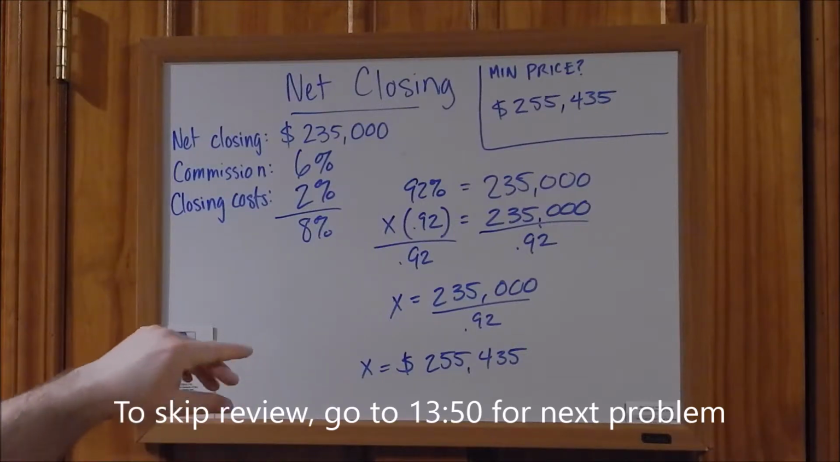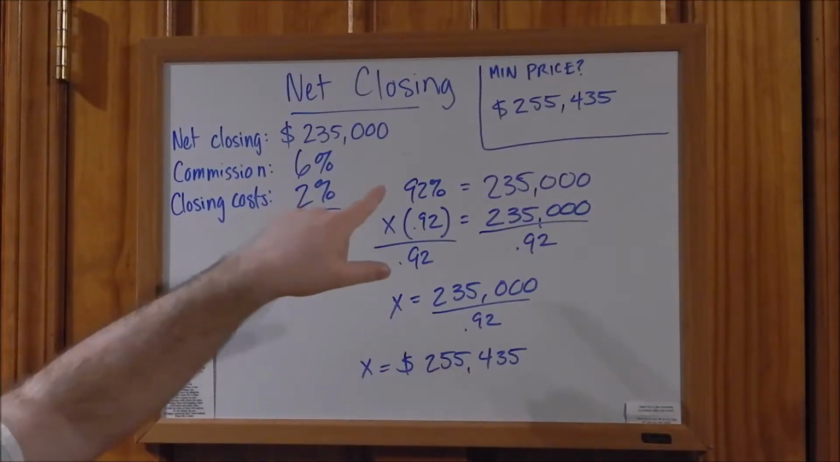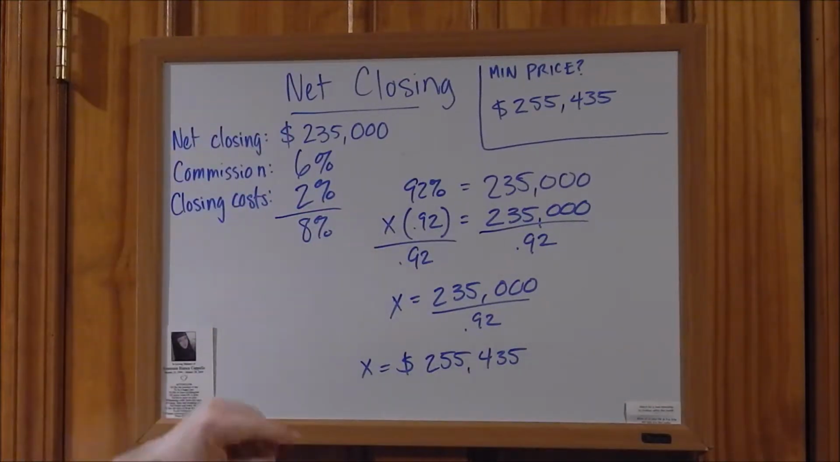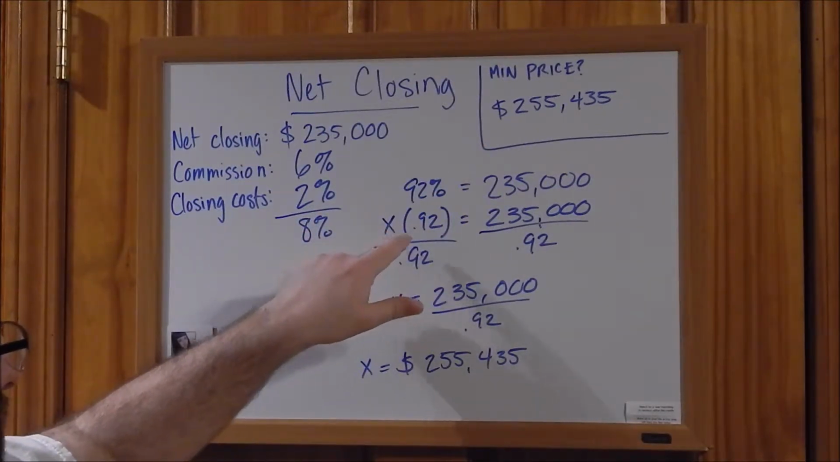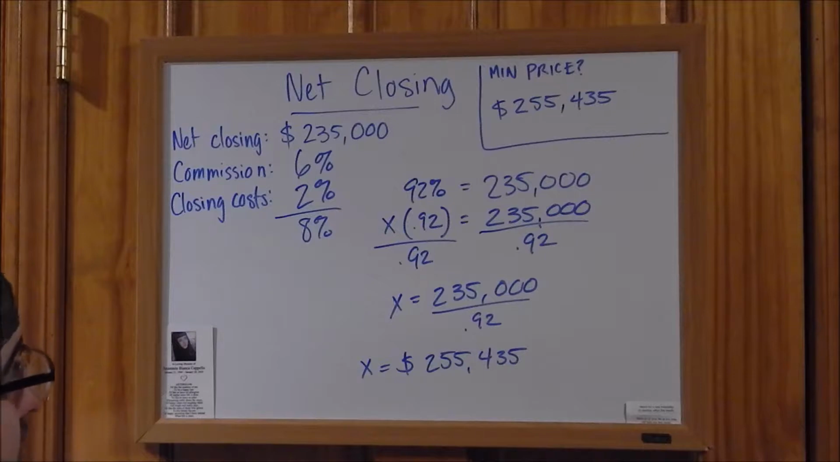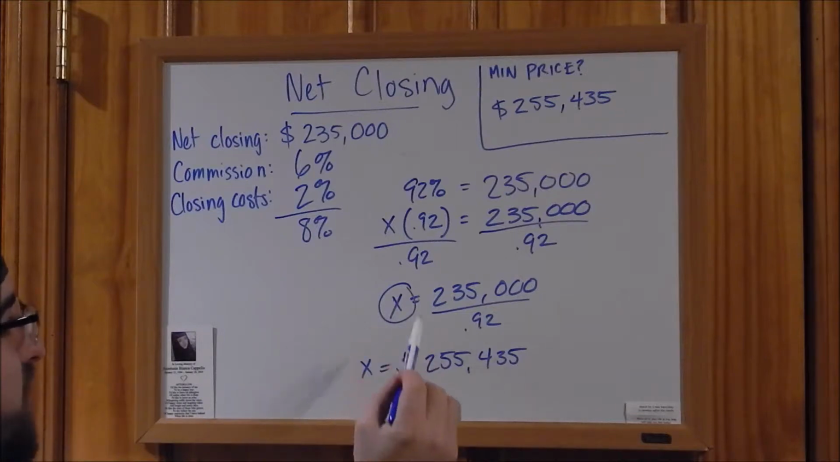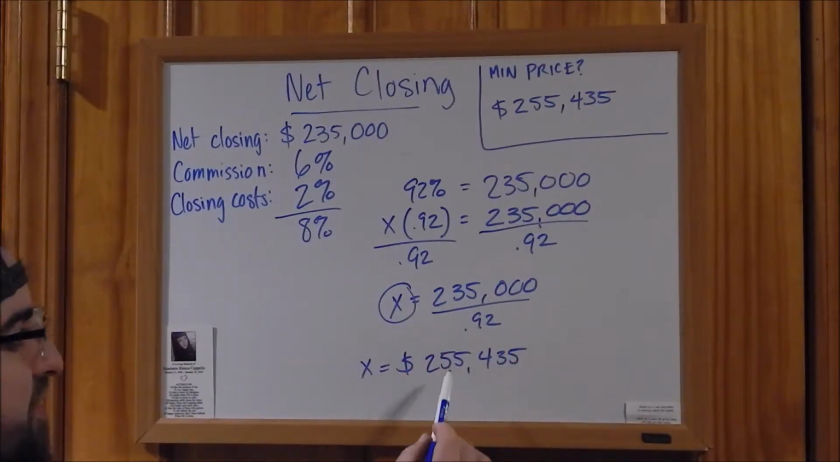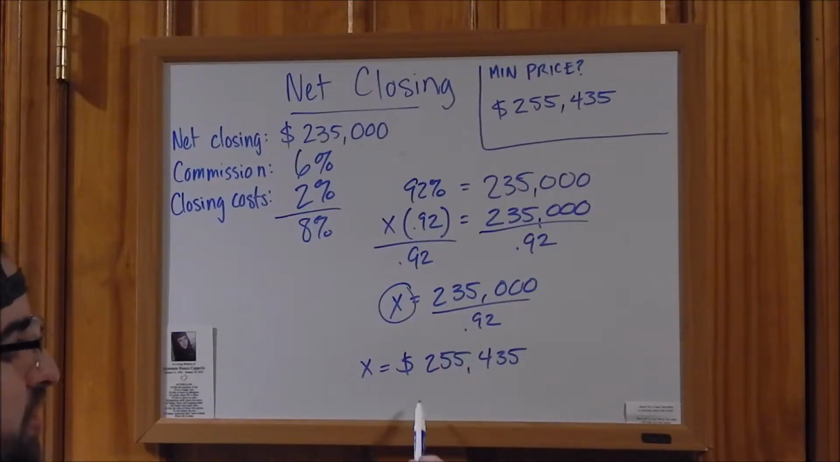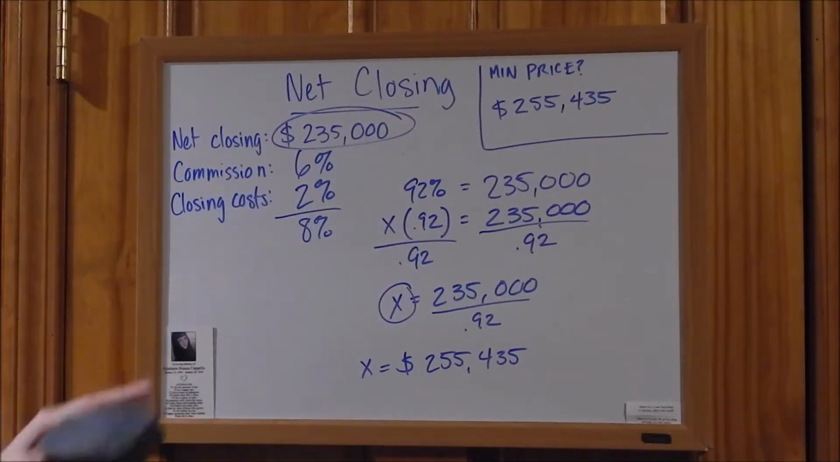So once again, we knew that we had 8% of costs incurred. And we know that the other portion, the portion that we want to come away with, is 92% of the total asking price. So we just multiplied 0.92 times x, and we get 235,000. Again, we divide both sides by 0.92 to isolate x so it's on its own. Now we know that the answer to x is 235,000 divided by 0.92, and we get $255,435. That's your minimum asking price in order to get $235,000 after your closing costs.